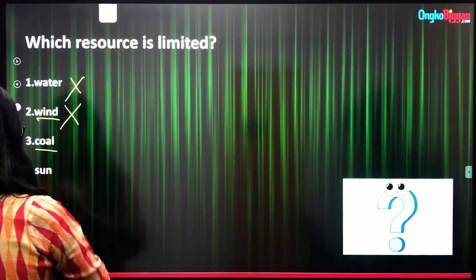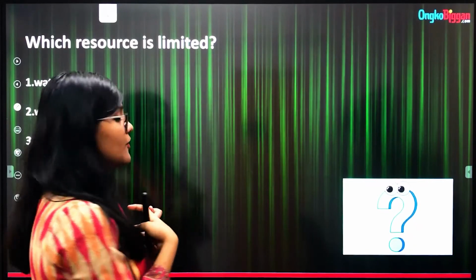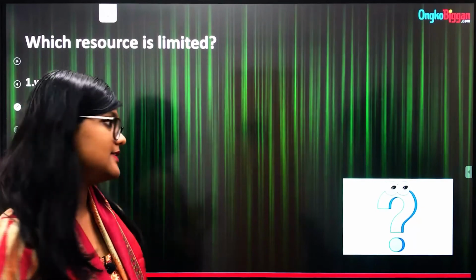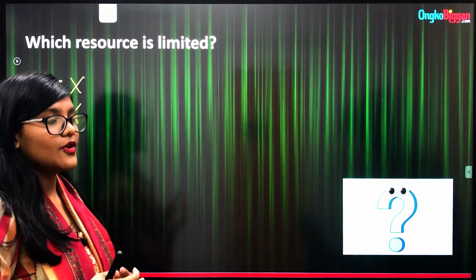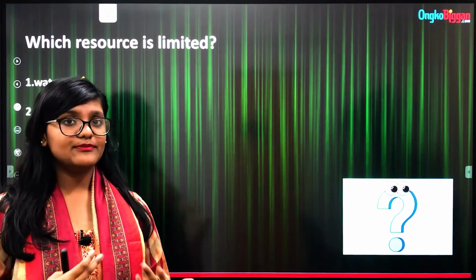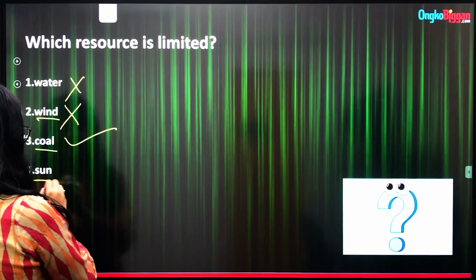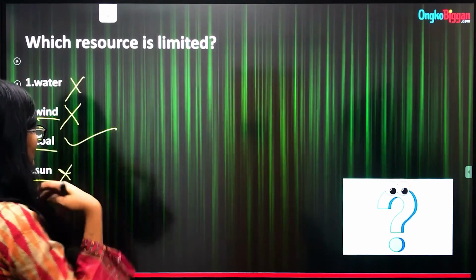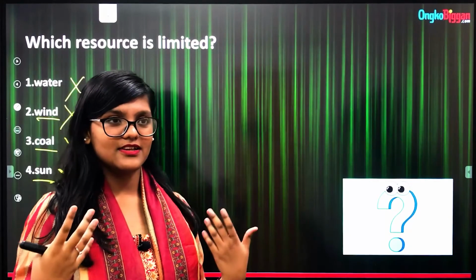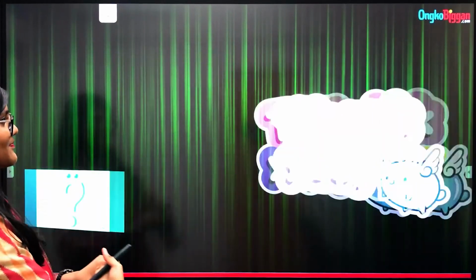Then we have coal. From non-renewable resources, we have learned that coal is a non-renewable resource, because after its consumption we can't immediately produce coal. So coal is actually limited. And then we have the sun. We can get sunlight from the sun because every day the sun rises. So here coal will be the answer.